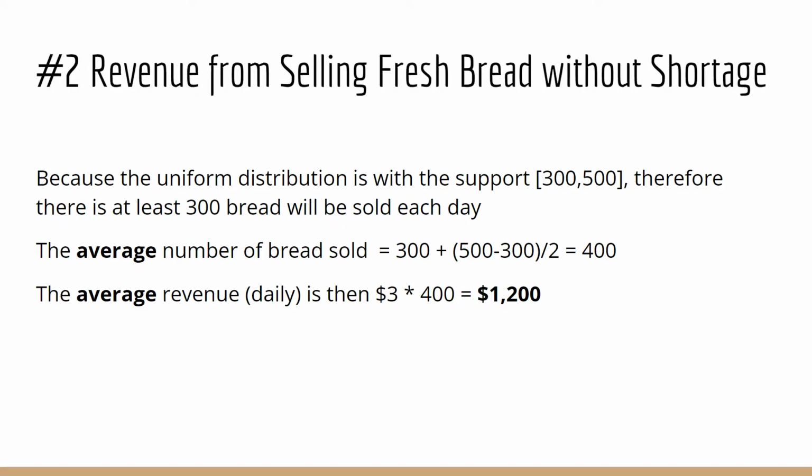The second question is asking the revenue from selling fresh bread without shortage. Because it's a uniform distribution, there's at least 300 bread that will be sold each day. So the average number of bread sold is 300 plus (500 minus 300) divided by 2, which is 400, and the daily average revenue is $3 times 400 bread, which is $1,200.